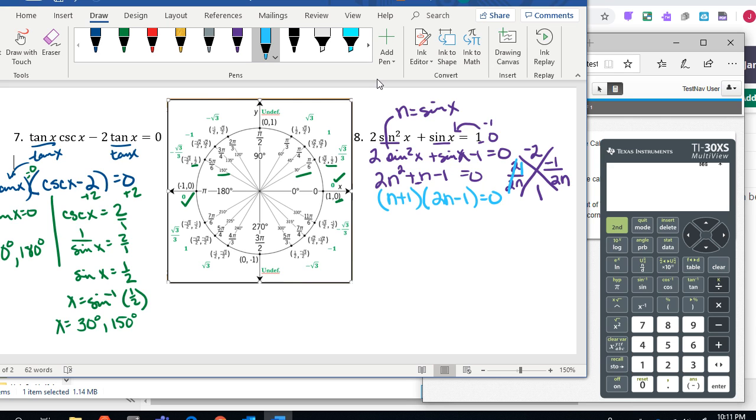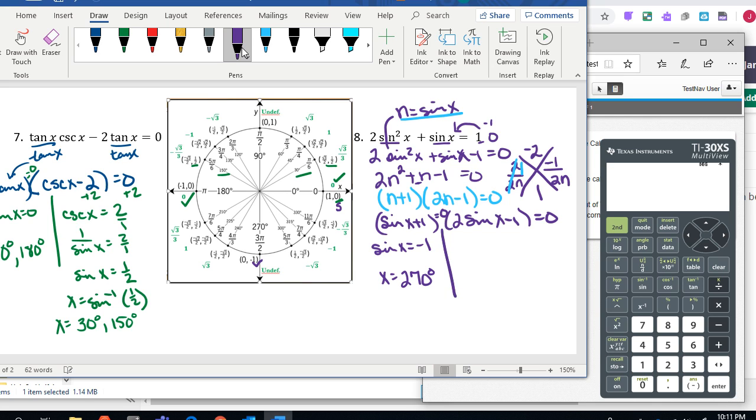Well, we really don't have n's. We really have sine of x. So I'm going to substitute back in: sine x plus 1, 2 sine x minus 1 equals 0. I'm going to set both pieces equal to 0, and I get sine x equals -1. So where is sine of x -1? Well, sine is on this side, and this is the only place right here. X has to be 270 degrees.